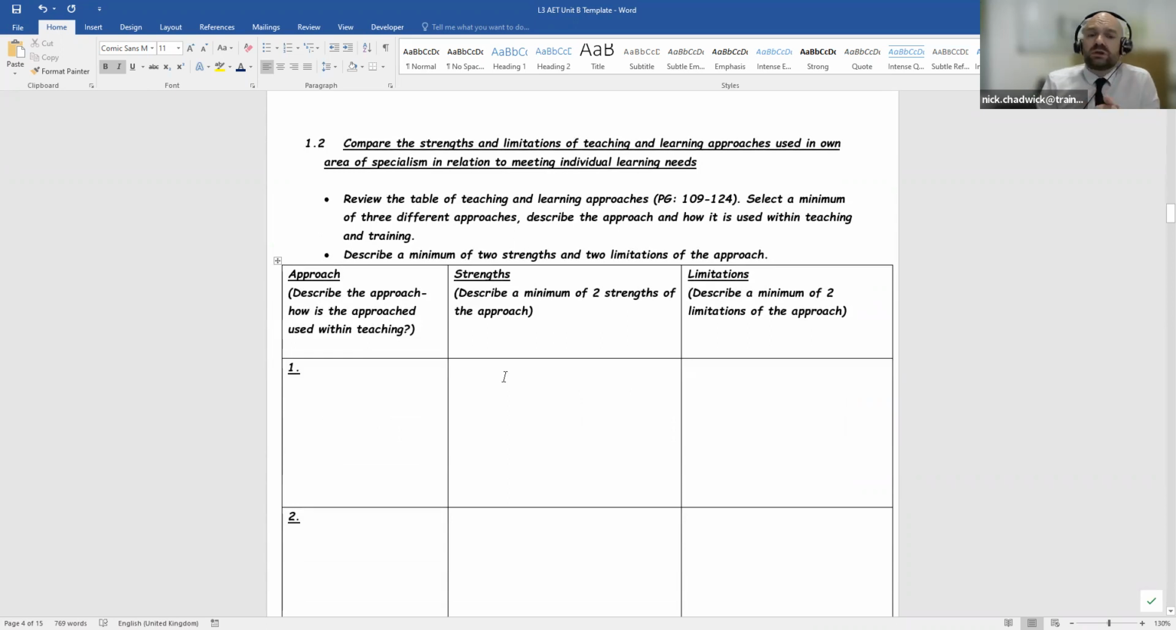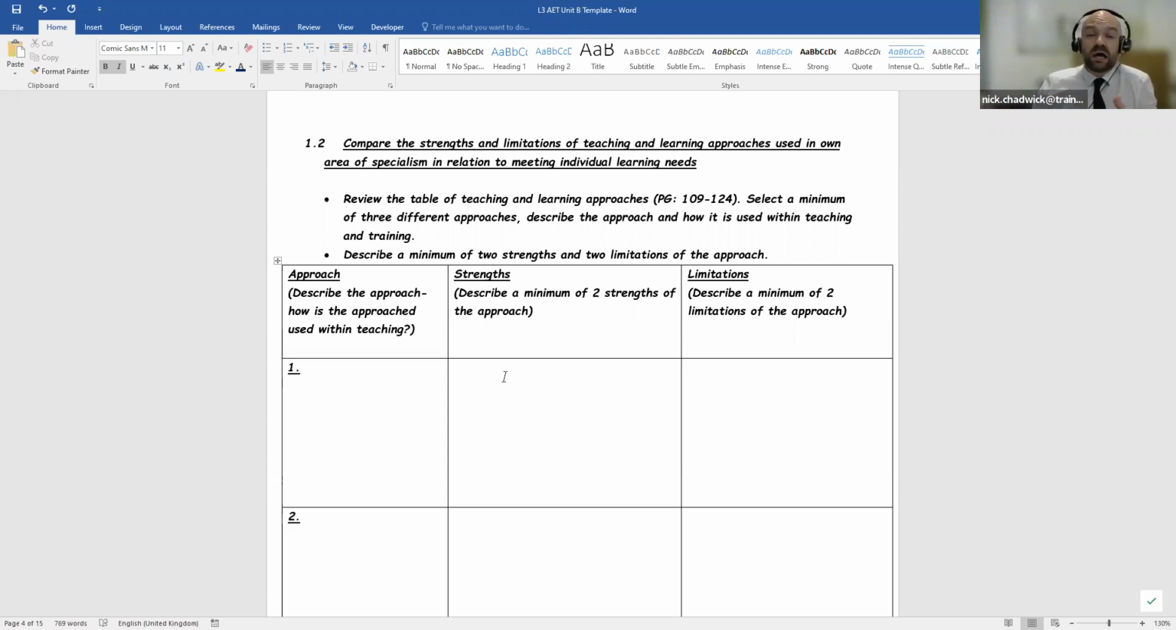Okay, now we're just moving on to question 1.2, compare the strengths and limitations of teaching and learning approaches used in own area of specialism in relation to meeting individual learning needs. Okay, now have a look in your textbook on pages 109 to 124. So I'm just going to have a look at that within the textbook as well. So within the Ann Gravells textbook, a bit of a blurry screen, but you will see that there is a table, okay, of a range of different teaching and learning approaches.